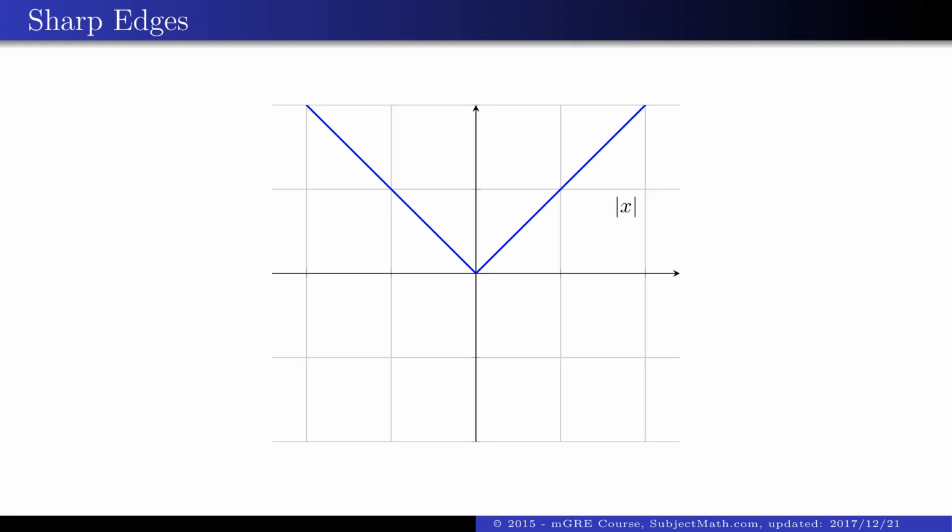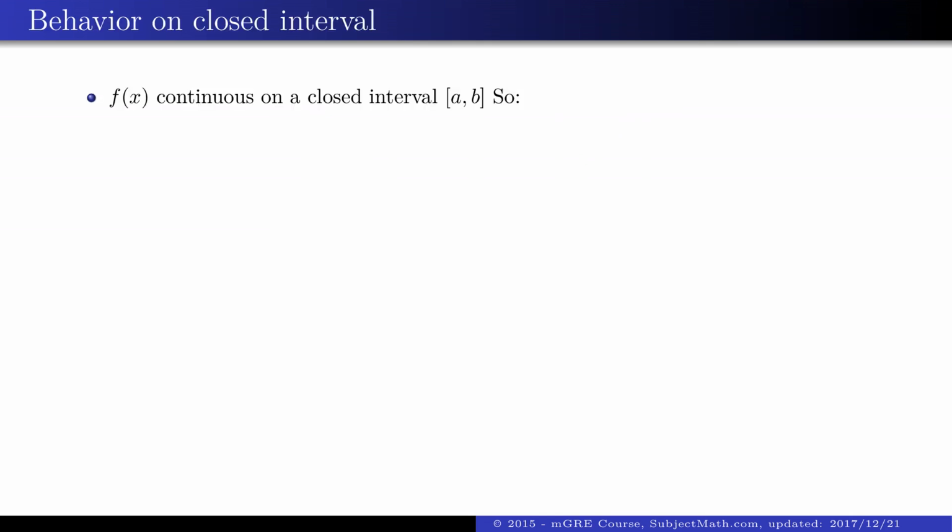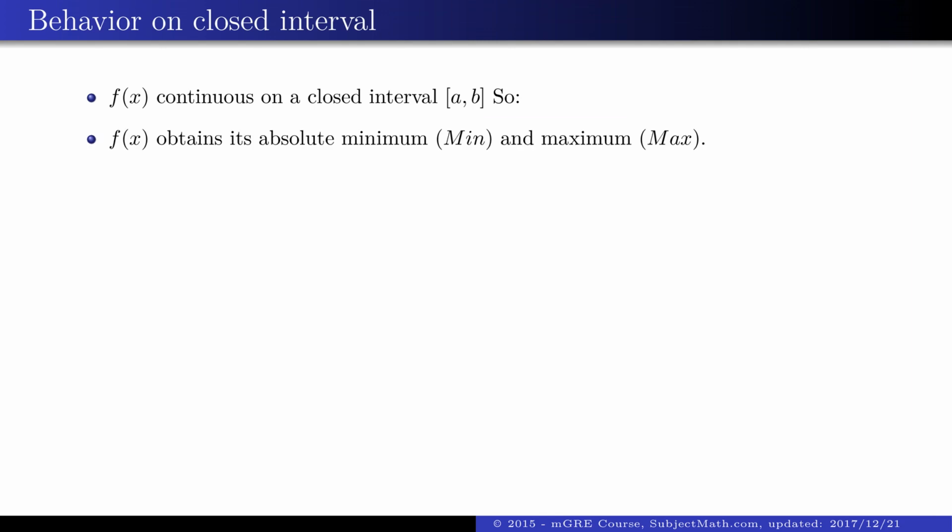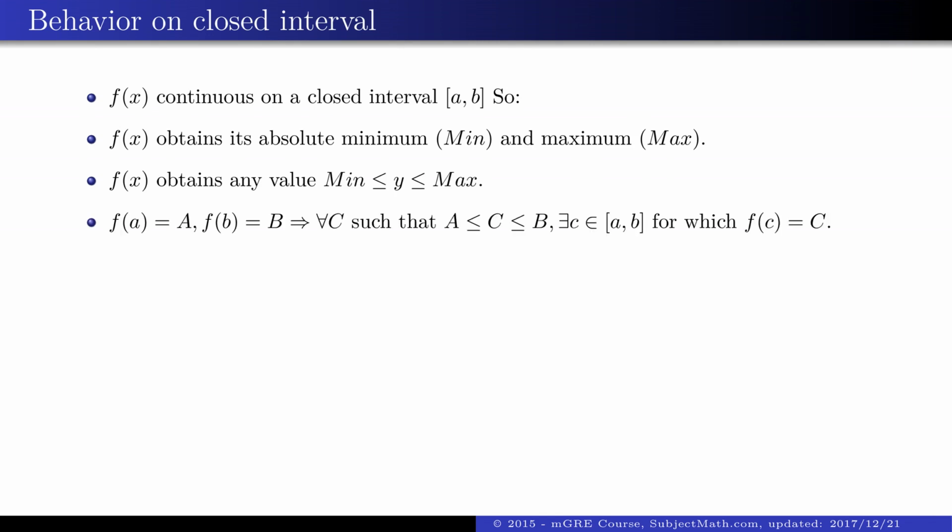The absolute value of x function has a sharp edge at 0, so it is continuous everywhere, but not differentiable at 0. When restricting a continuous function to a closed interval, interesting things happen. The function obtains its global minimum and maximum, and every value in between, meaning that given the values at a and b, for every c between capital A and capital B, we can find a preimage.